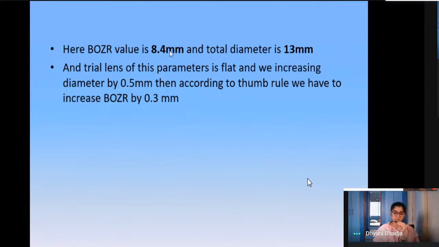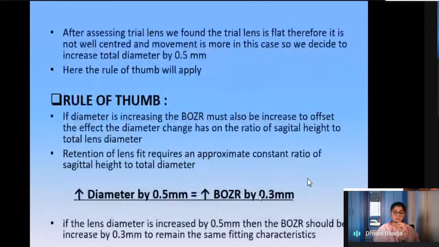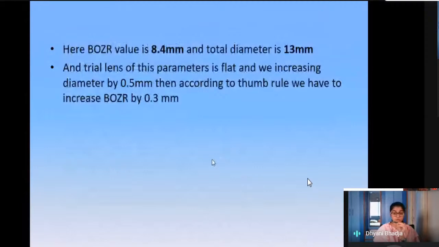BOZR is 8.4 mm. The total diameter is 30 mm. So we decide to increase our total diameter by 0.5 mm. So according to the thumb rule, we have to increase BOZR by 0.3 mm. So what will be our new value of BOZR?